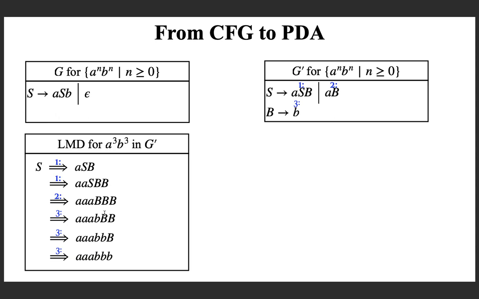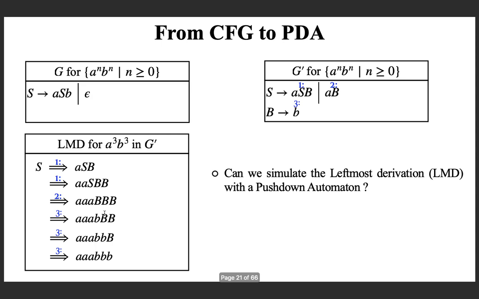So it is easy to see this derivation, and the question here is, can we simulate the leftmost derivation, say for aaabbb, with a pushdown automaton? The answer is yes. How? The answer to this question will give you an algorithm for CFG to PDA conversion.